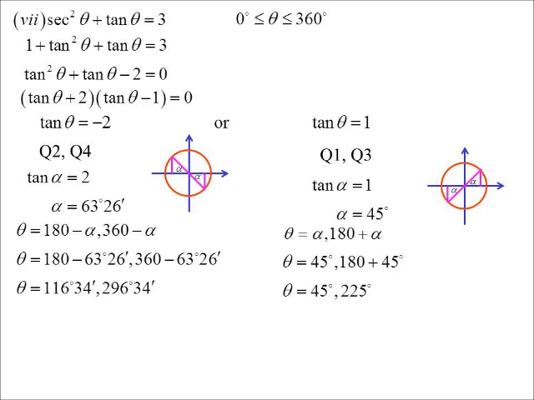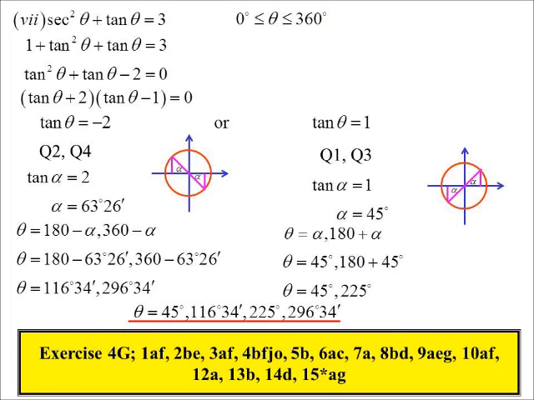45, 225. Now, it's not for whoever's looking at your solution to work it out and go, oh, you got 2 answers over here and 2 answers over there. We write one final one which ties the whole solution together. 4G.